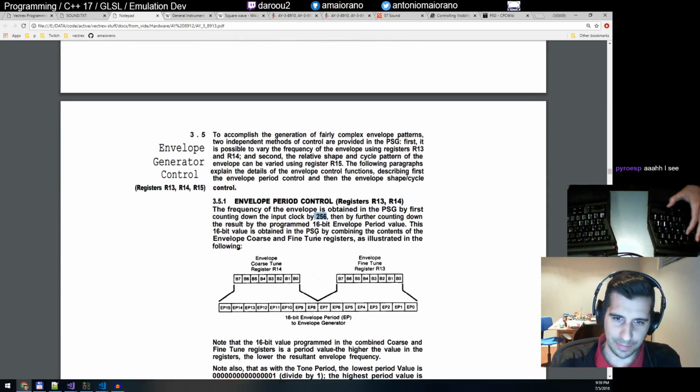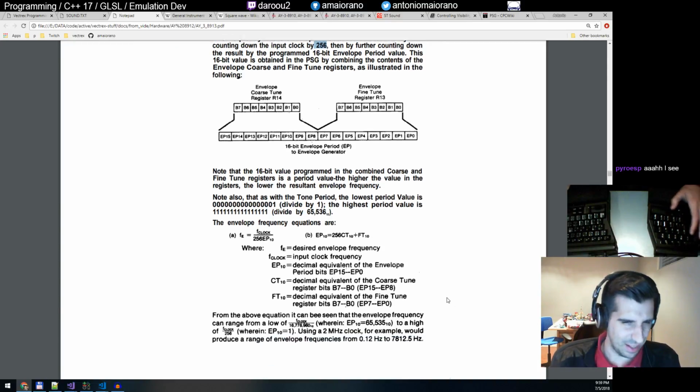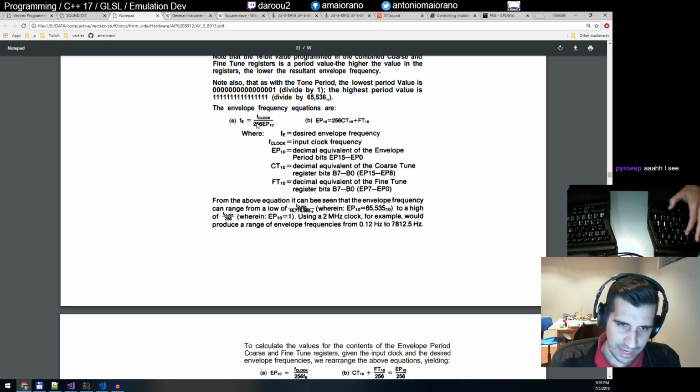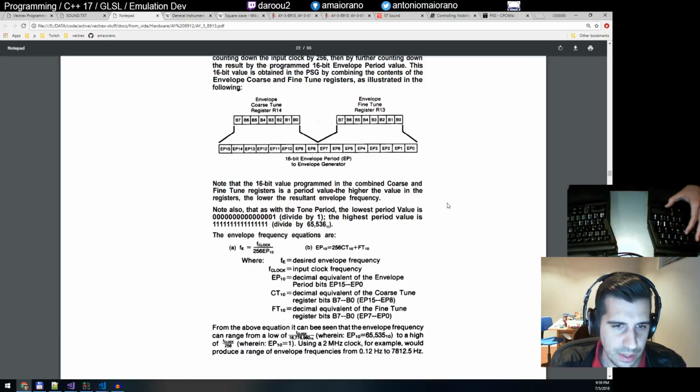I can reason about it that way. Maybe I'm wrong, and we'll hear that it's wrong and try different things. But I get a good feeling because they wrote 256 in this equation: the envelope period is 256 times the coarse tune register plus FT, the fine tune register. Is that right?